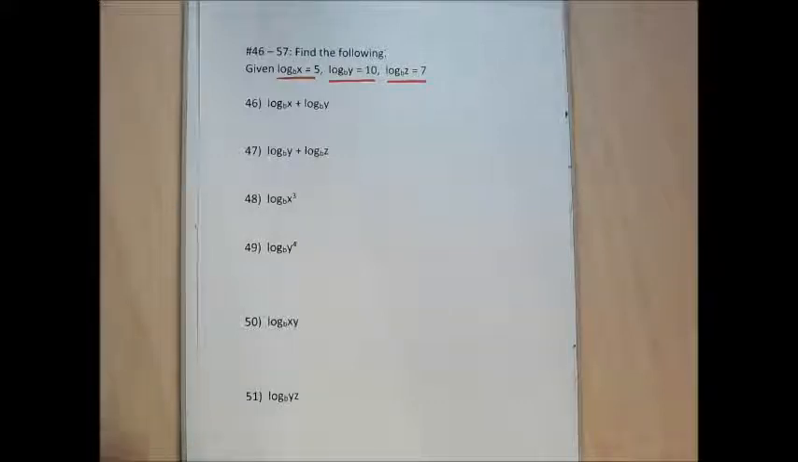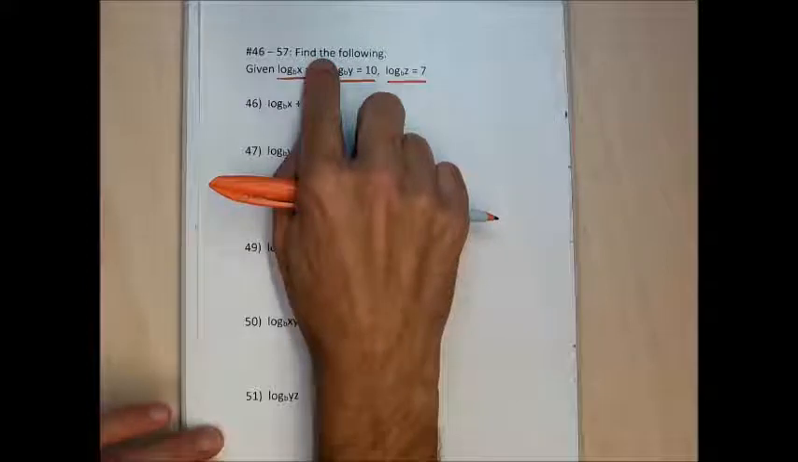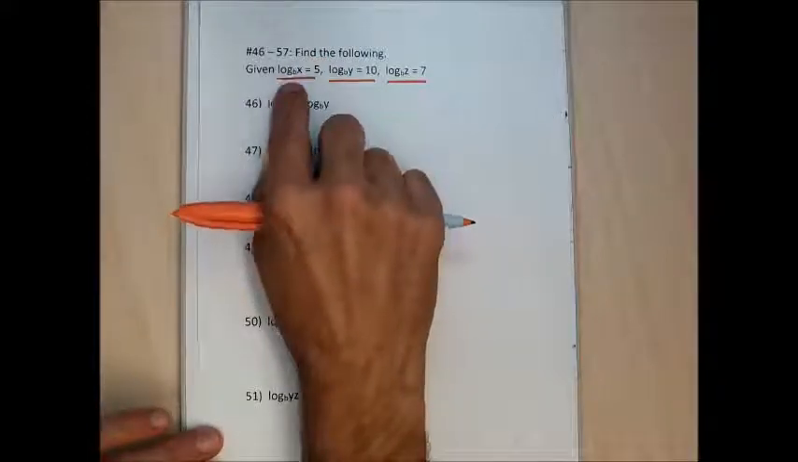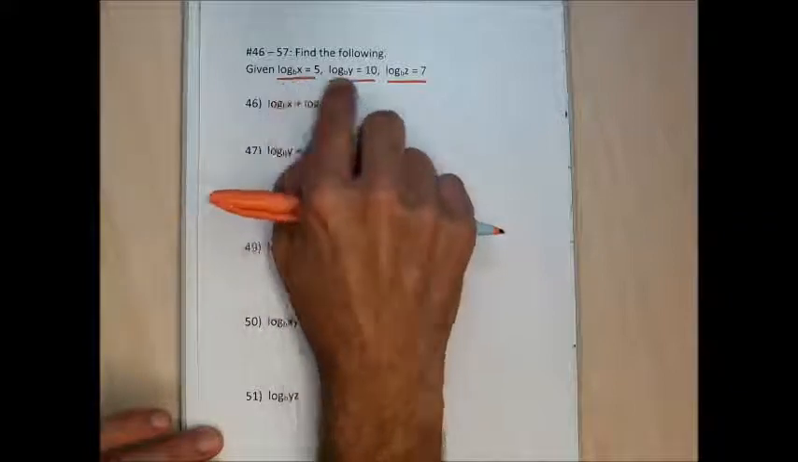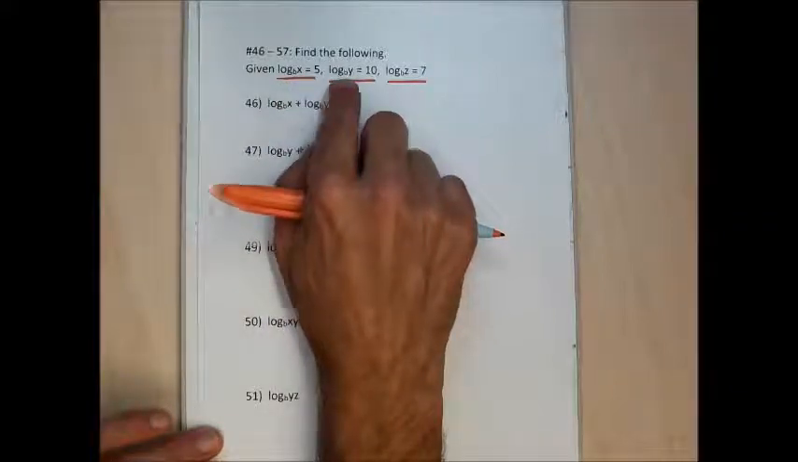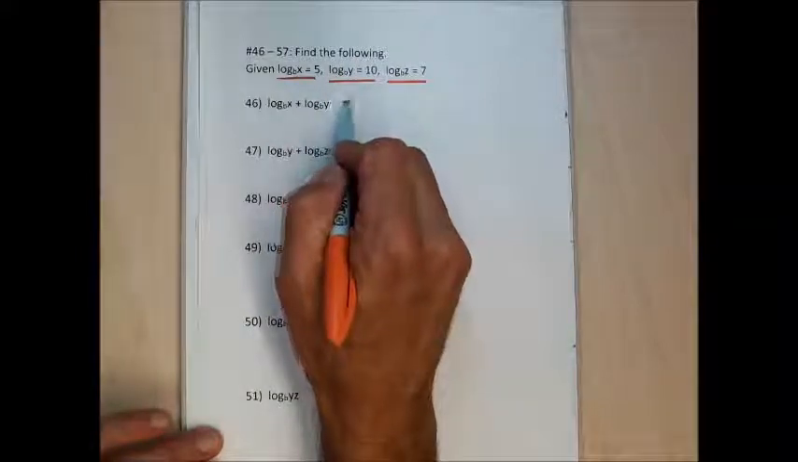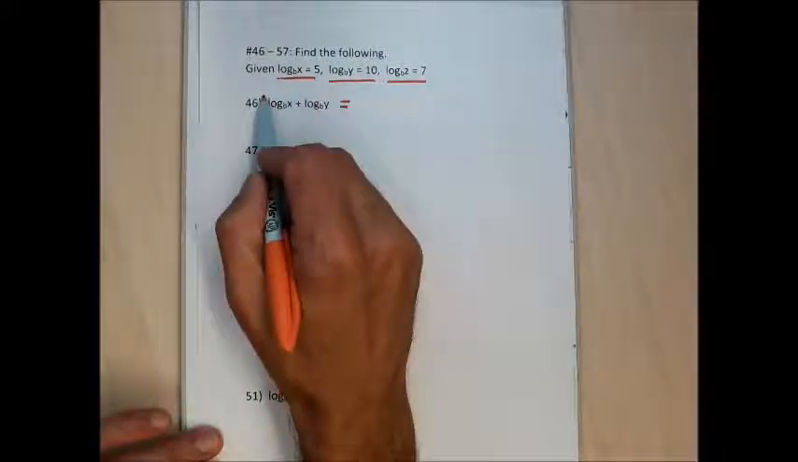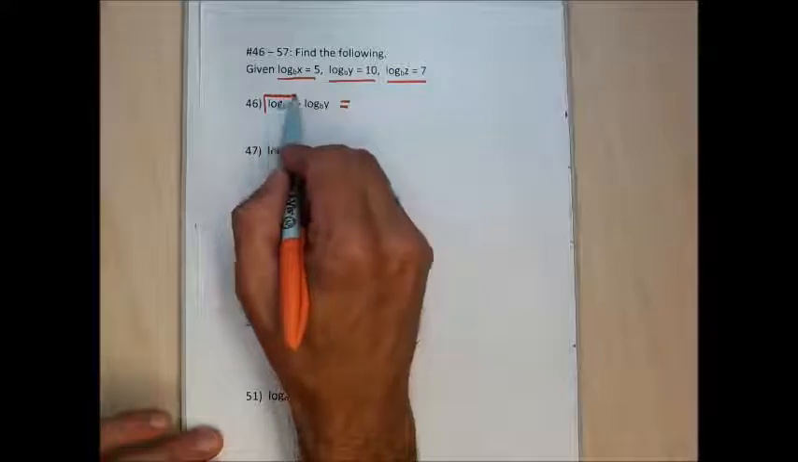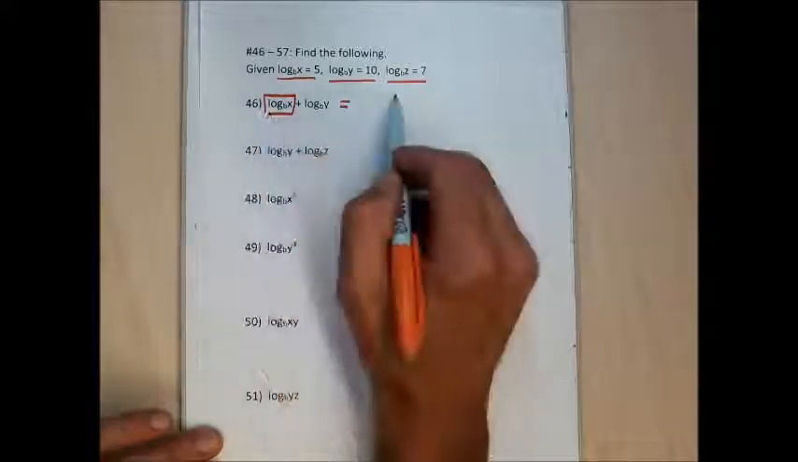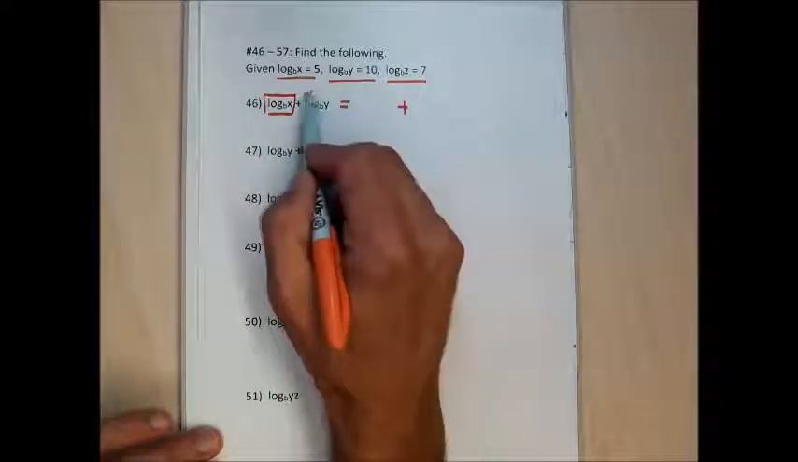So the instructions for problems 46 through 57 ask me to find the following given the log base b of x is equal to 5, the log base b of y is equal to 10, the log base b of z is equal to 7. This is going to be real easy, these set of problems. Problem 46 asks me to find the log base b of x plus the log base b of y.